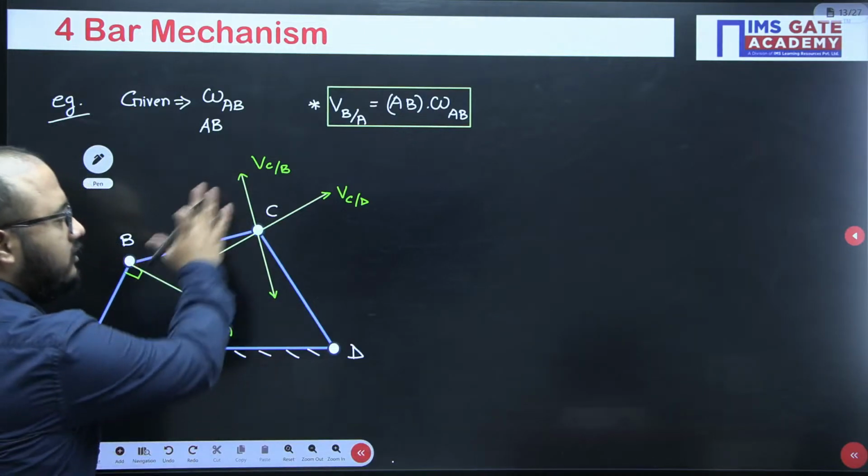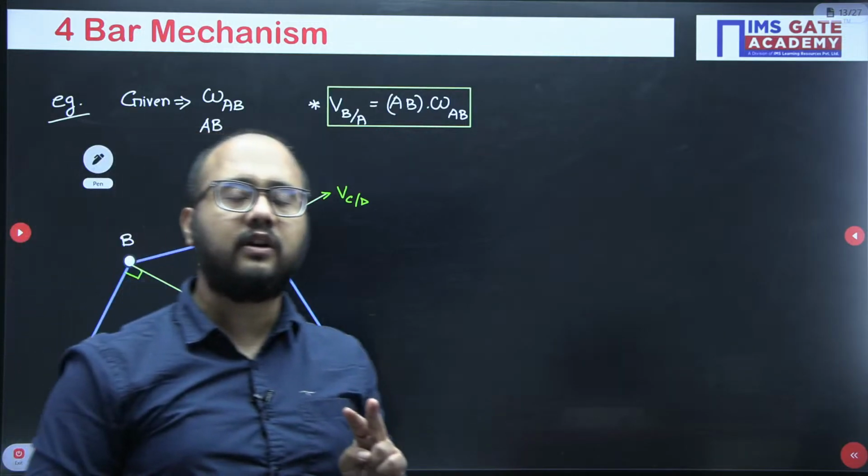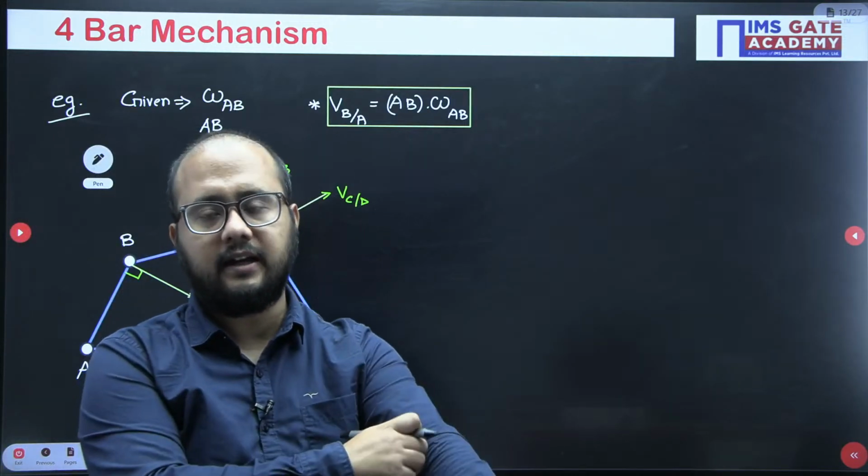Once all the velocity vectors are shown in the configuration diagram of the mechanism, next we are going to draw the velocity diagram.